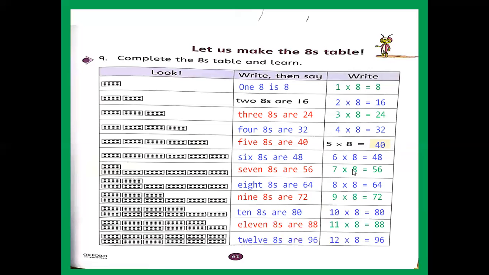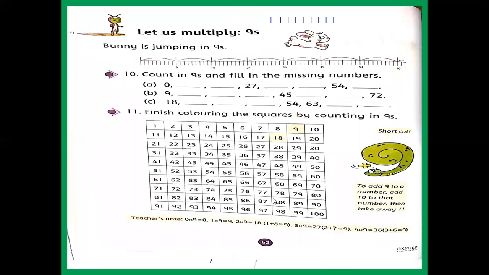6 8s are 48. 7 8s are 56. 8 8s are 64. 9 8s are 72. 10 8s are 80. 11 8s are 88. And 12 8s are 96. Okay, boys. So this is about the table of 8, two pages. Next, page number 62 is about the table of 9.